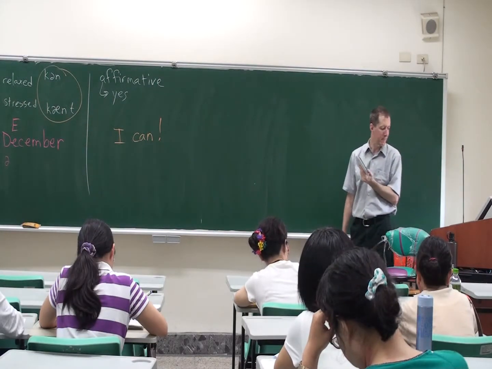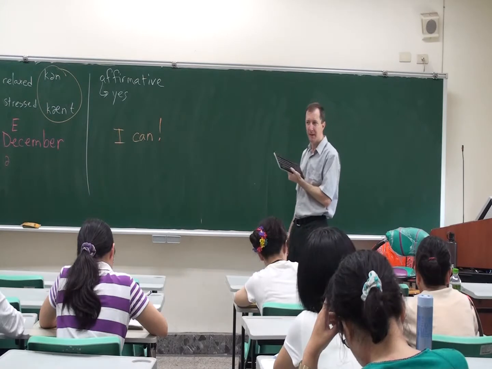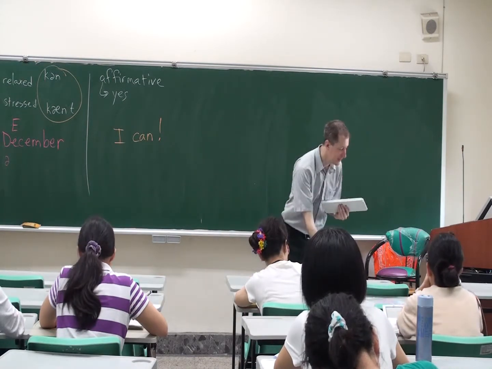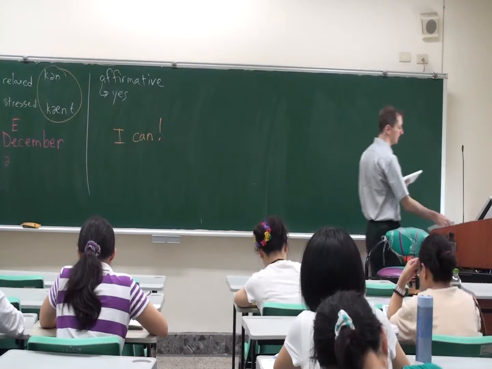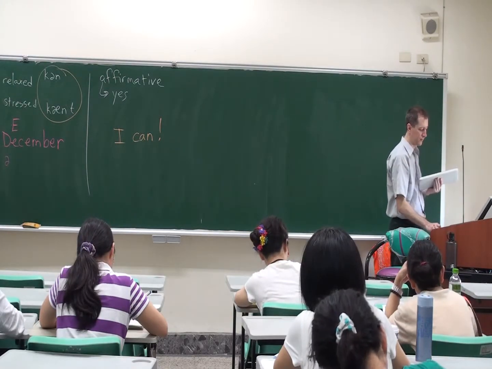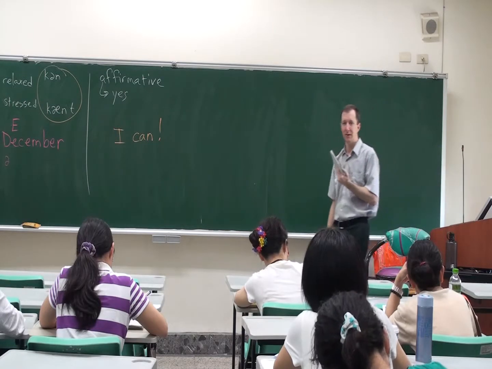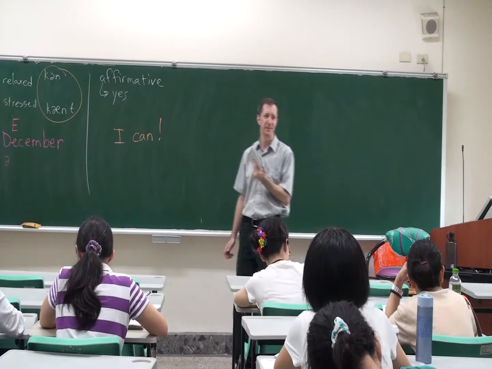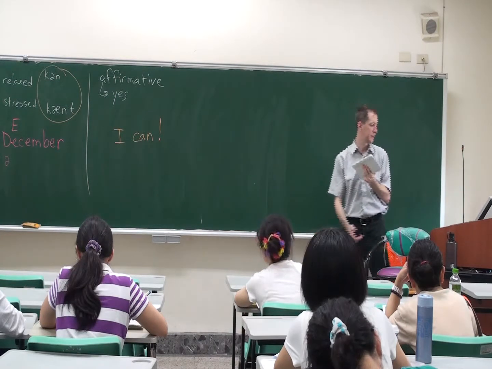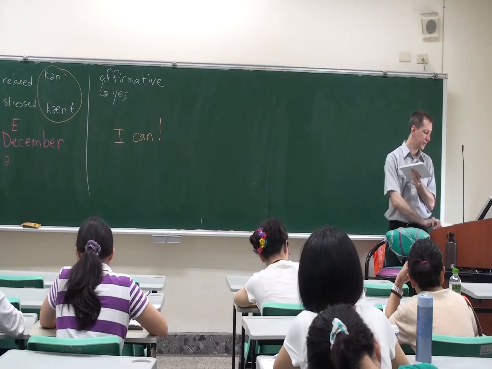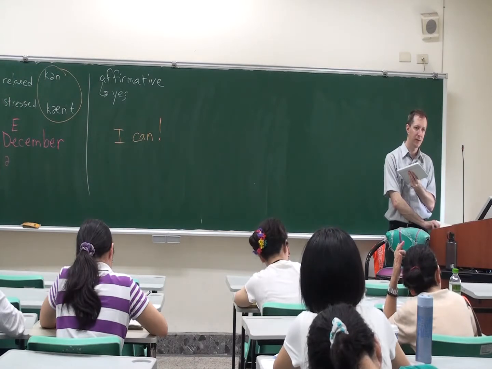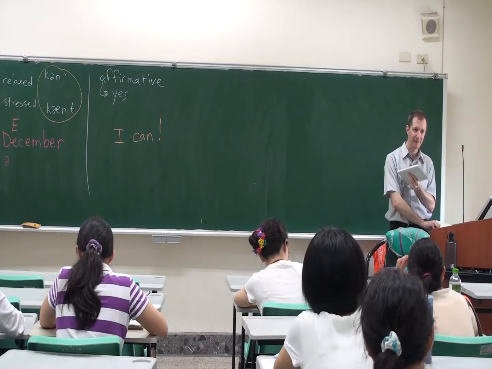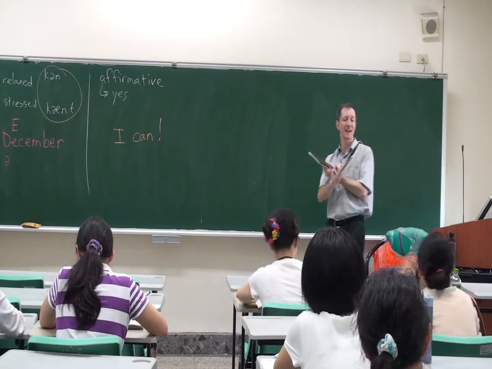Four, you can't go in the summer. Can or cannot? Cannot, right? You can't go in the summer. Five, you can go to a museum. Can or cannot? Can, right? You can go to a museum. Six, you can go cross-country skiing. Can or cannot? Can? Okay.